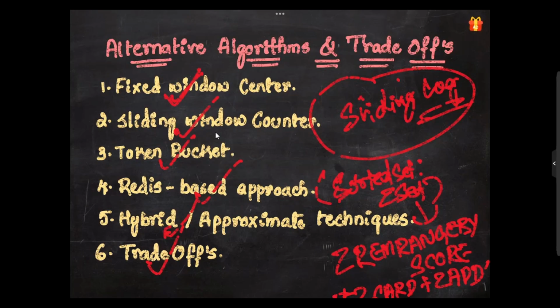When I say simplicity versus features, simpler algorithms are easier to implement and reason about, no doubt. Advanced algorithms support burst handling, smoothing, and distributed atomicity. In our case, choosing the sliding window log algorithm was the best one. I found that it was the best one to use, so I have made use of it.